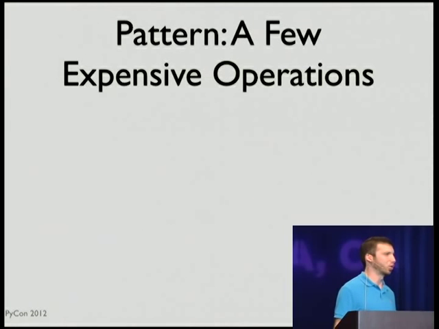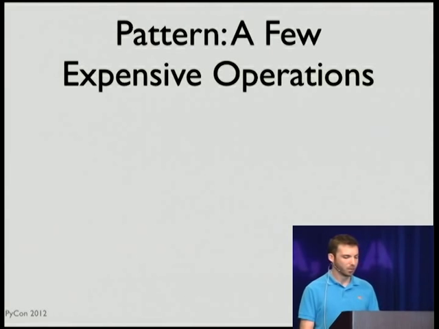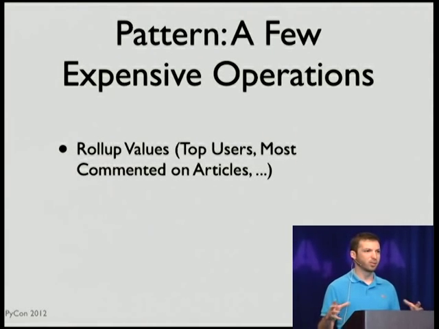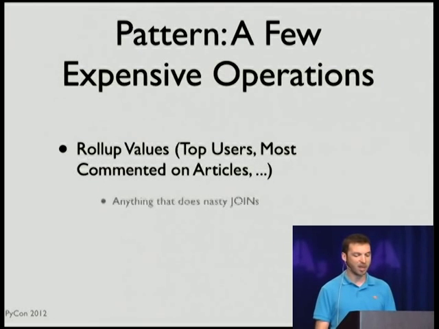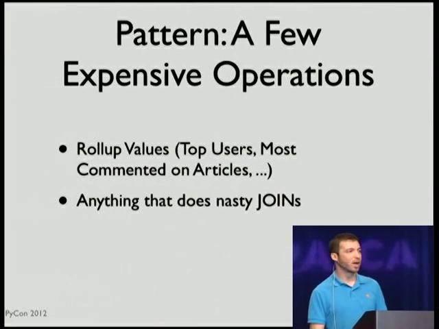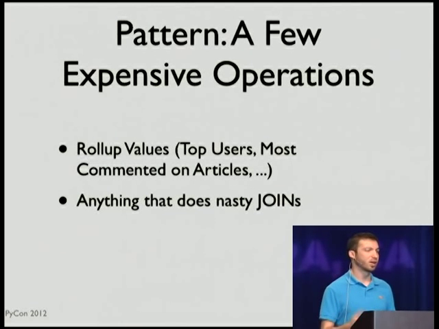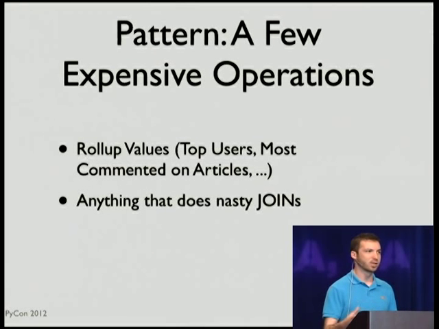Another pattern that you'll encounter is that you've got just a few expensive operations. Things that come up: you'll find a lot of rollup values if you've got things that are doing summations across a table or counts. These are a great opportunity for you to turn this into a cached result. Anything that's doing joins, if you've got tables in your database that have millions of rows, doing cross products of these tables can be really painful and really expensive time-wise, and so that's a great candidate for these kinds of caching.